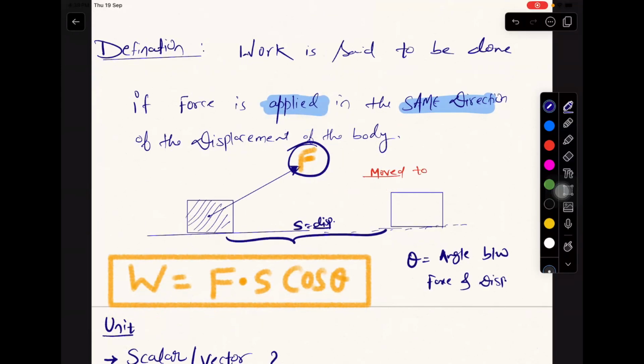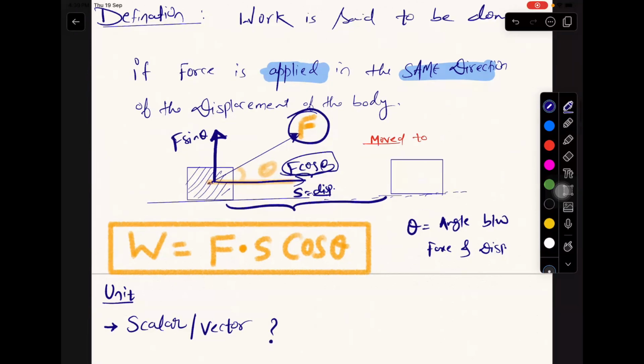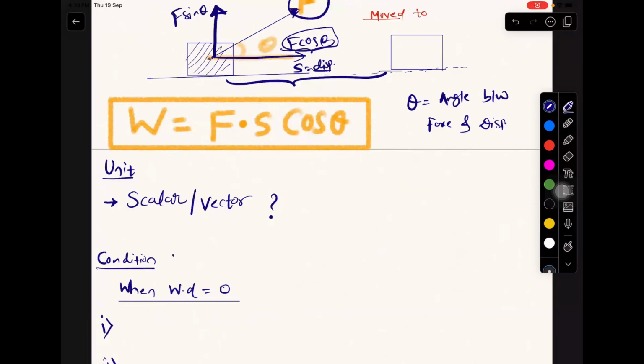The way we calculate it: in this example, the force making the angle theta can be resolved into two components, F sin theta and F cos theta. That's the reason we take the force as F cos theta, and that's our displacement. If we talk about the unit for work done, since force is measured in newtons, displacement in meters, and cos theta has a specific value, this is known as a newton meter, which is also called a joule.